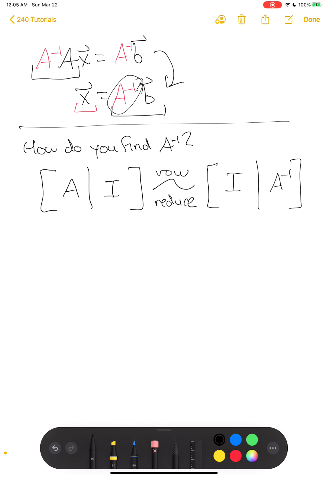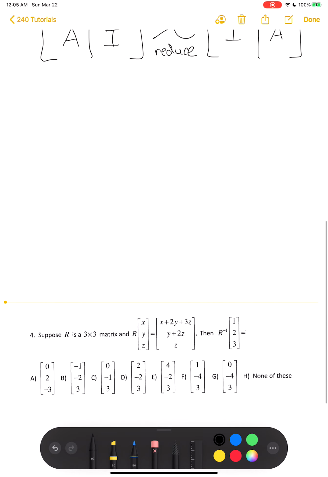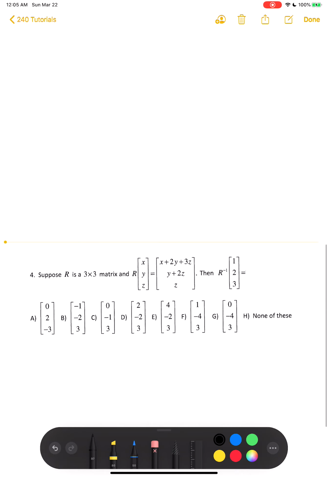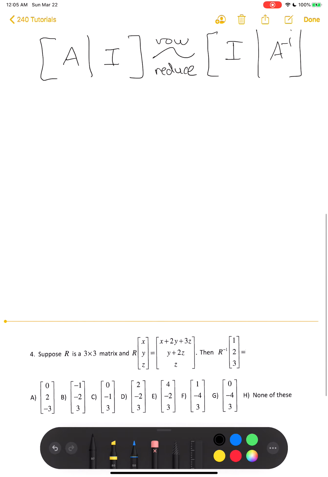So really, as long as you know how to set this up and you feel comfortable taking row reductions, you'll be able to find A inverse pretty quickly. Or not quickly, but easily. It's just sometimes the way they frame questions on exams, which can be pretty difficult. So here, I'm going to move this down a little bit. We'll get to that in a second.